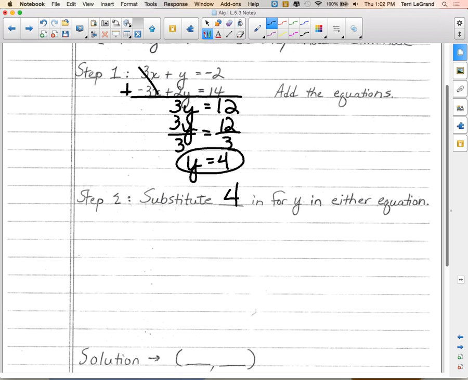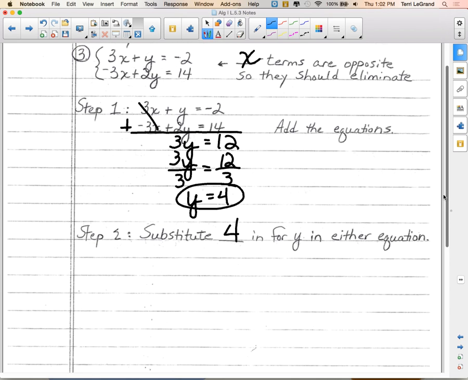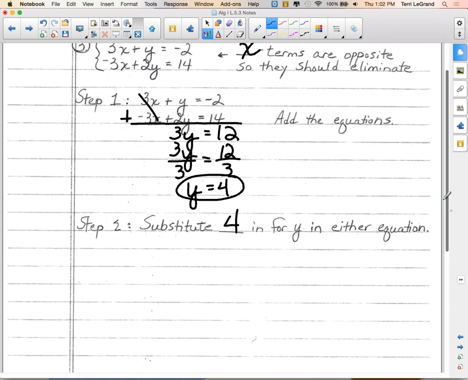Okay, so then in step 2, we need to substitute our 4 in for y in either equation. We don't have a third one. We didn't rename anything, so you have to pick either the first equation or the second equation. You go ahead and pick. Which one are you going to use? Substituting your 4 in for the y and solving it for the x.